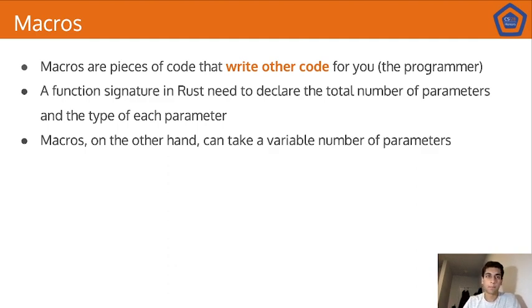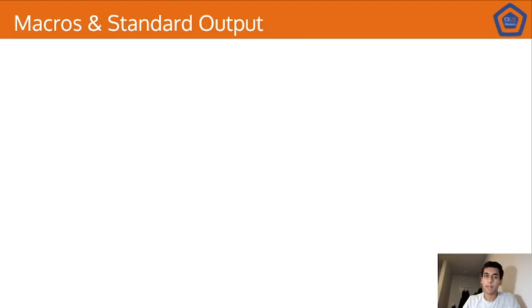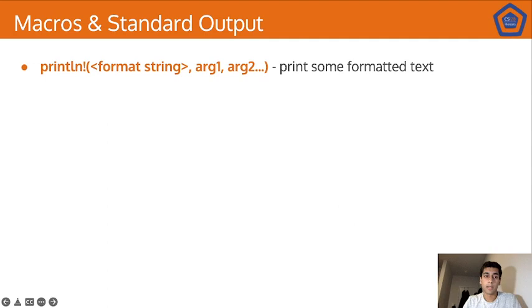Next slide. So the most useful macro, in my opinion, is println. You have this function called println. Notice the exclamation mark. That's how you know that this sort of function is a macro. You have a format string, some string to print. This format string may or may not contain curly braces, and for each curly brace, you can specify arguments to sort of replace those curly braces with.